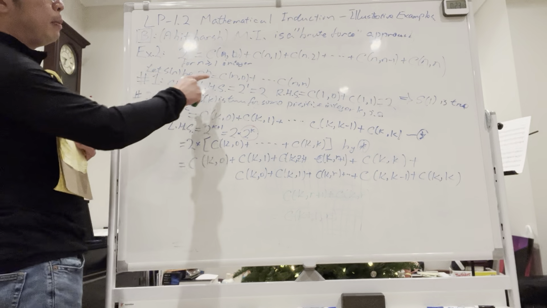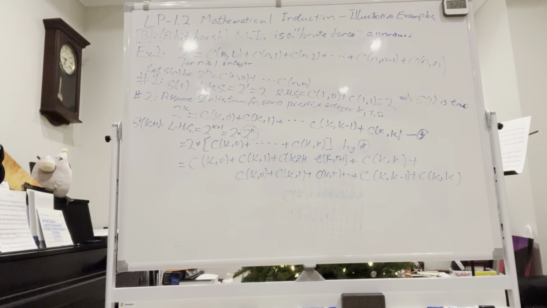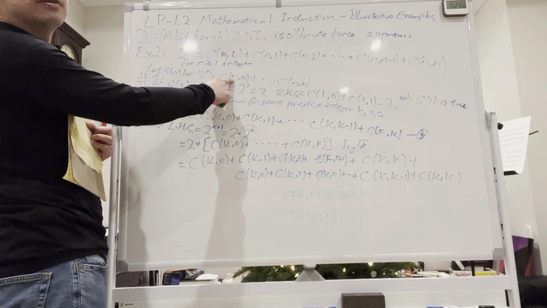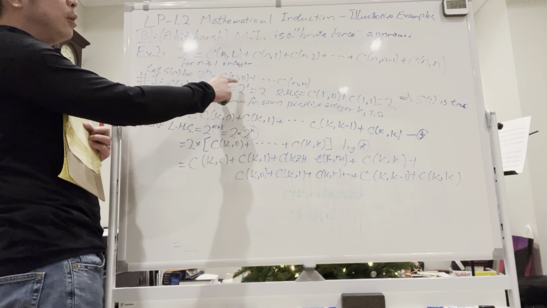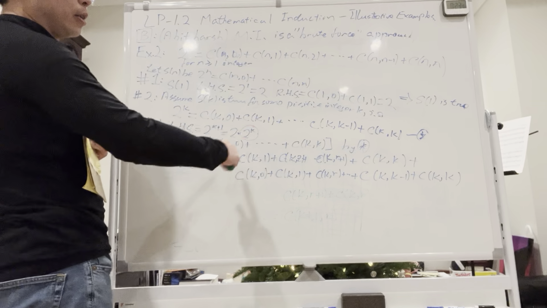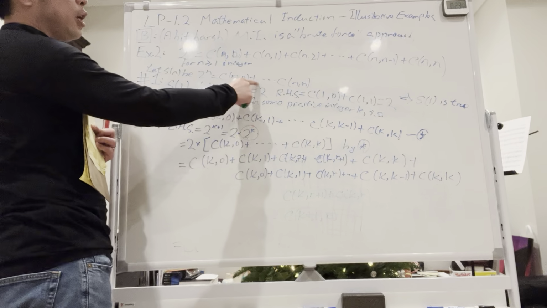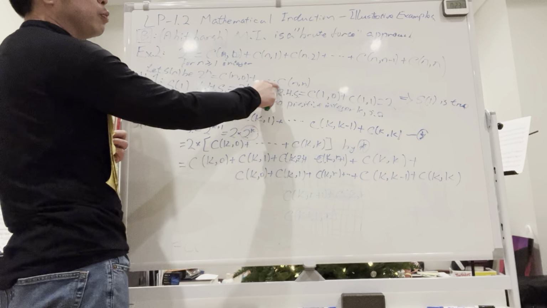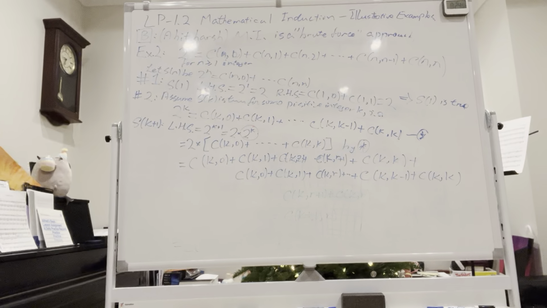Okay. Now, let's take a moment to think about it. We want to show this very long summation to be equal to the right-hand side of all of this when n is equal to k plus 1. So what we want to show is this very ugly summation is equal to C(k+1, 0), C(k+1, 1), C(k+1, 2), C(k+1, 3), all the way to C(k+1, k+1). This is what we try to show.